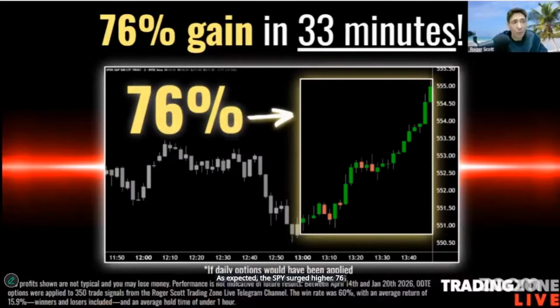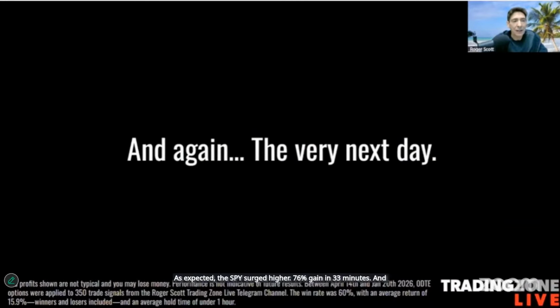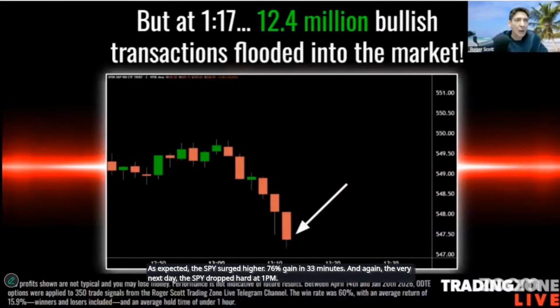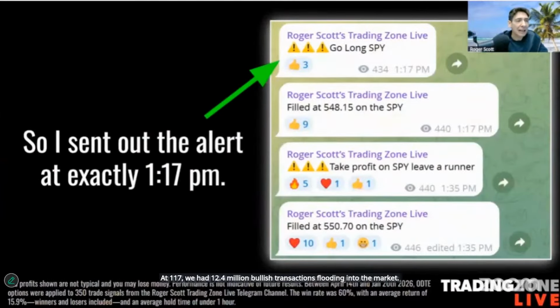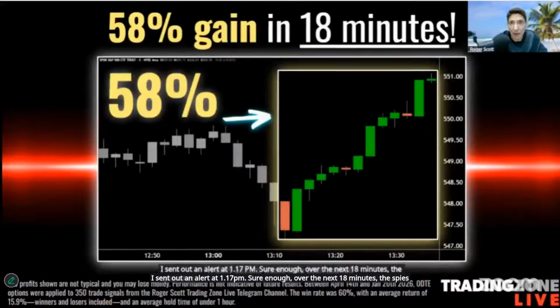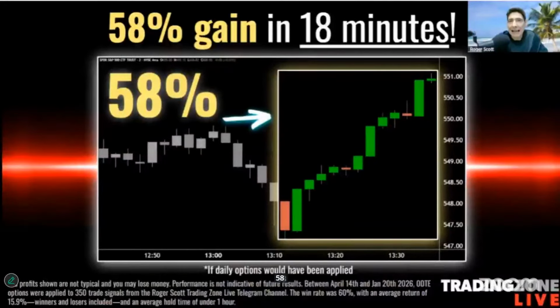76% gain in 33 minutes. And again, the very next day, the SPY dropped hard at 1 p.m. At 1:17, we had 12.4 million bullish transactions flooding into the market. I sent out an alert at 1:17 p.m. Sure enough, over the next 18 minutes, the SPY shot up like a rocket ship, 58% in 18 minutes.